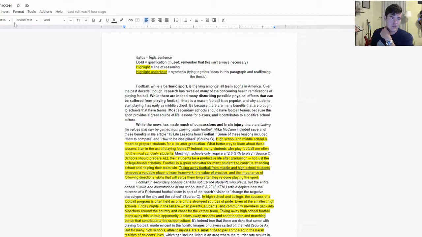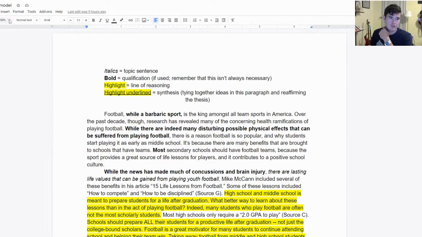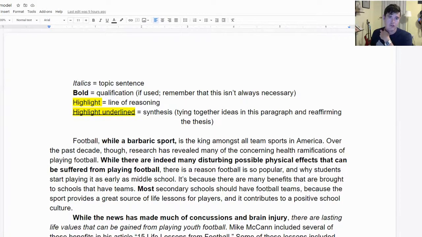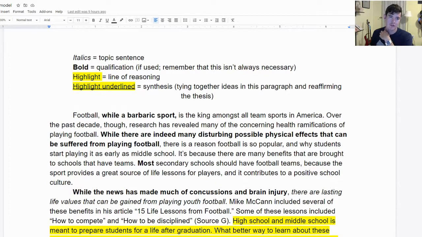All right, so here it is. I wrote this in response to the packet that I created. I'm going to zoom in a little bit just to make it easier on the eyes. This is linked in the notes, so you can read along as needed. I marked it up a little bit for the benefit of my class and for your benefit, right? So italics indicate the topic sentence or the claim. Bold indicates qualifications. It isn't always necessary to qualify. And remember that. It's kind of a judgment call on your part.